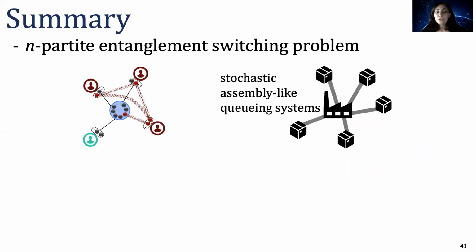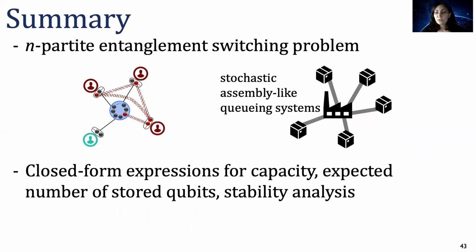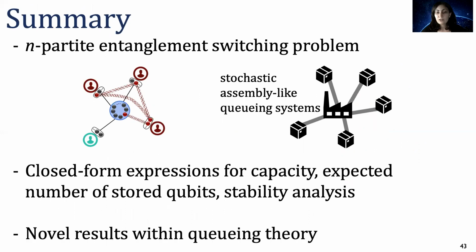In this talk, we introduce the n-partite entanglement switching problem, which has other applications and can be modeled as a stochastic assembly-like queuing system. We derived closed-form expressions for the capacity of a quantum switch, as well as for the expected number of stored qubits at the switch. We also performed a stability analysis of this system. Our results are a novel contribution to queuing theory.